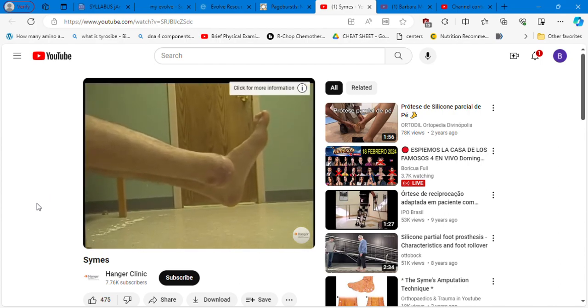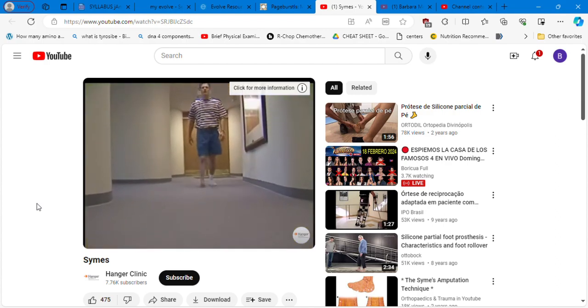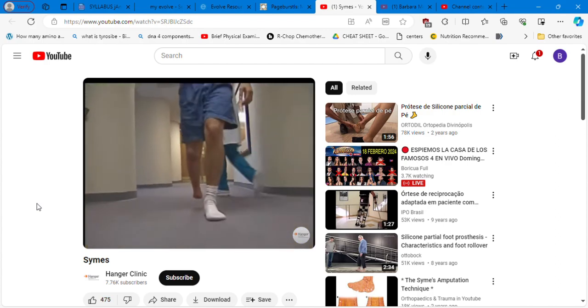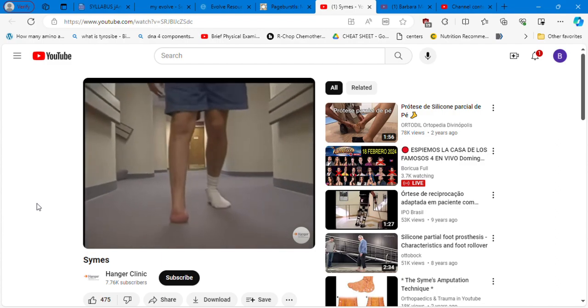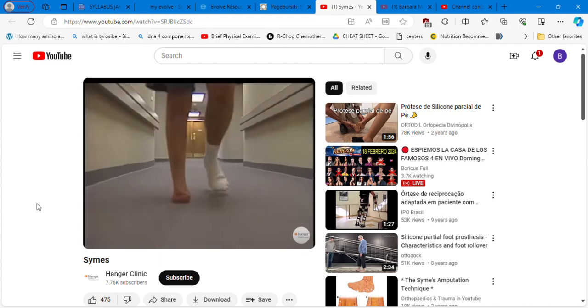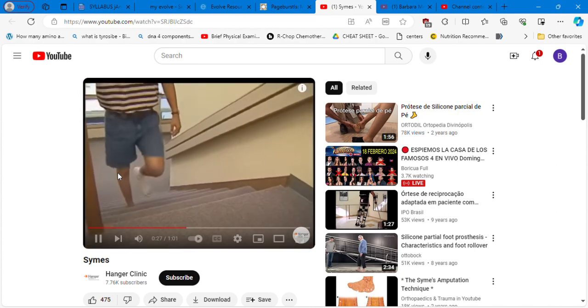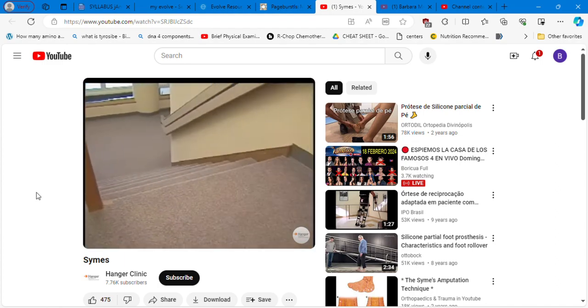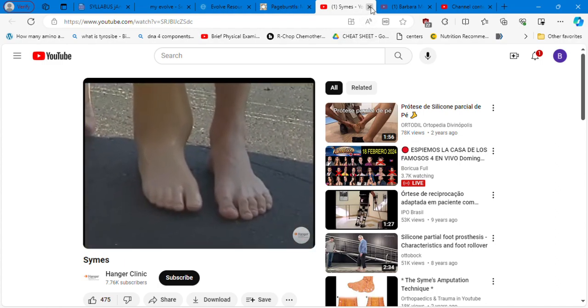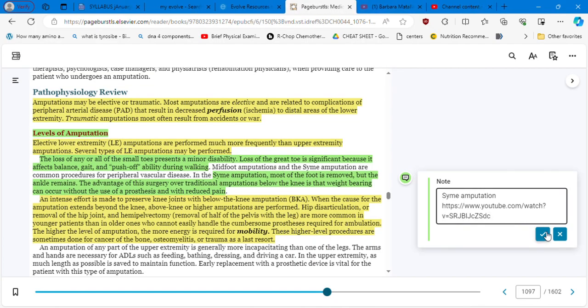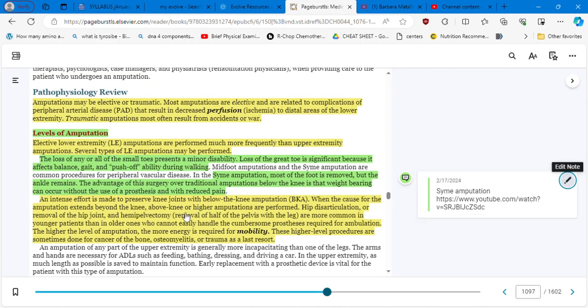So you can see the whole foot was removed, but the ankle is supporting weight bearing. Most of the foot is removed, but this ankle remains. An intense effort is made to preserve knee joints.